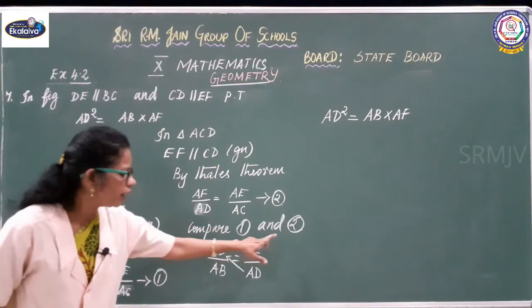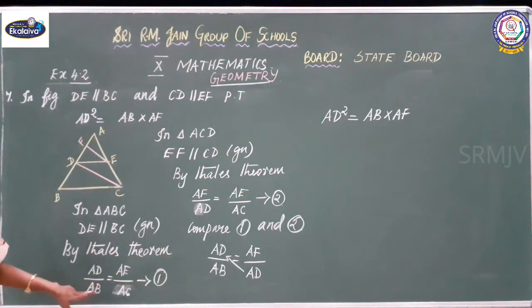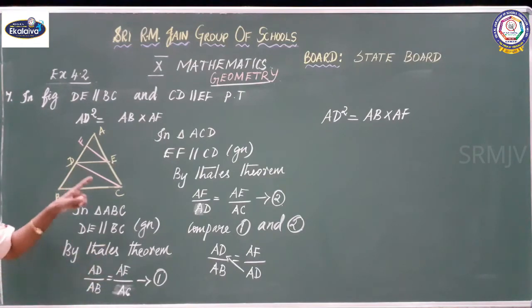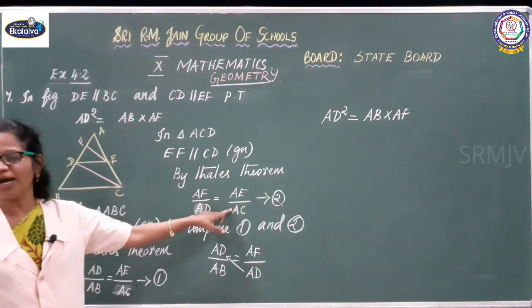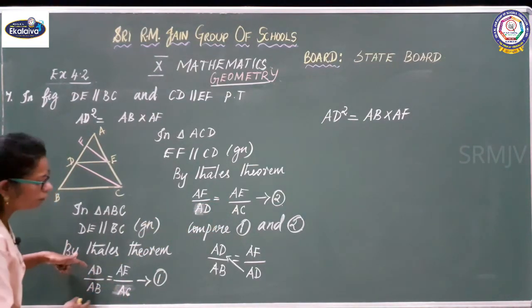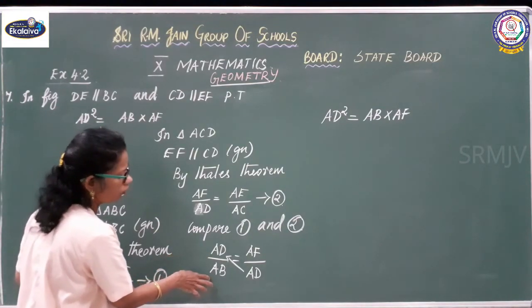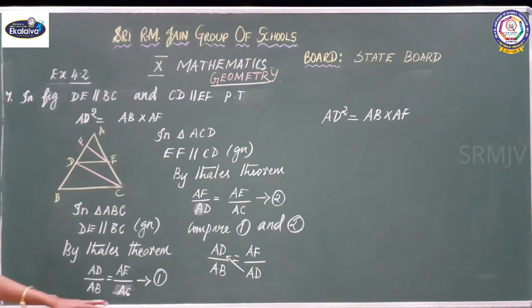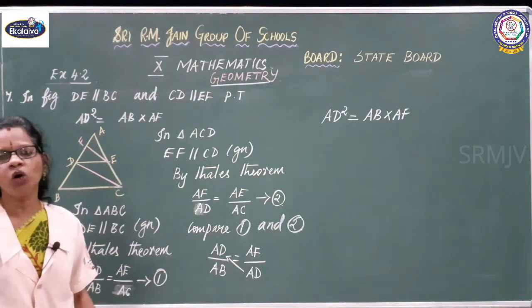Compare 1 and 2. I said AD by AB equal to AE by AC. Here AF by AD equal to AE by AC. Then you have to compare these two. What can you arrive at? AD by AB equal to AF by AD. Now you can cross multiply. AD square equal to AB into AF.